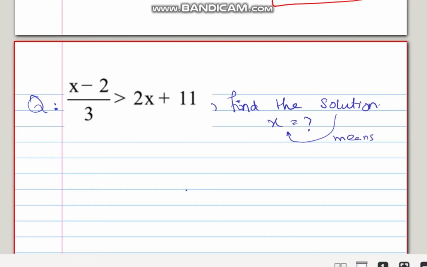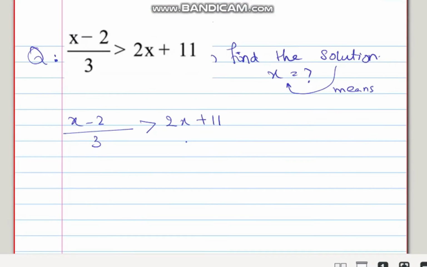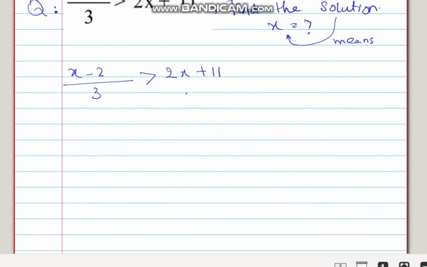So we have the inequality (x minus 2) by 3 is greater than 2x plus 11. This is the inequality and we have to find the solution. I told you before, please note students, that the inequality has a solution, but it is in the structure of a graph. For example, inequalities have solutions like this. I am writing in general terms; this will be the solution of an inequality.